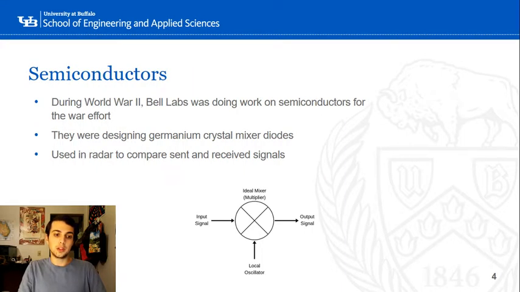So during World War II, Bell Labs was tasked with creating pure semiconductors for the war effort. They were designing germanium crystal mixer diodes, which take in two signal frequencies and output a signal that is the product of the two input frequencies. They were used in radar equipment to compare sent and received signals.